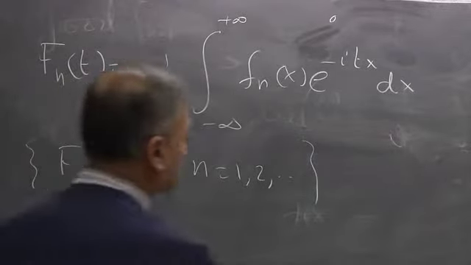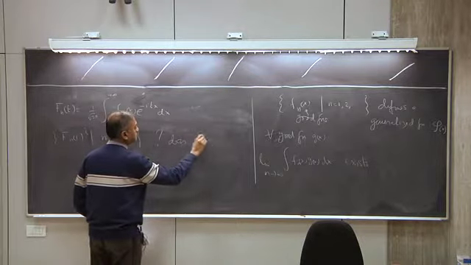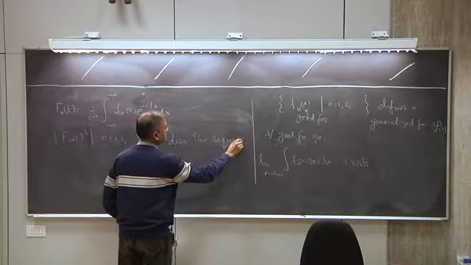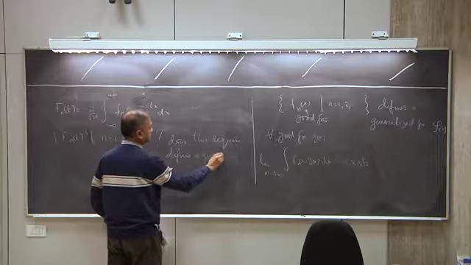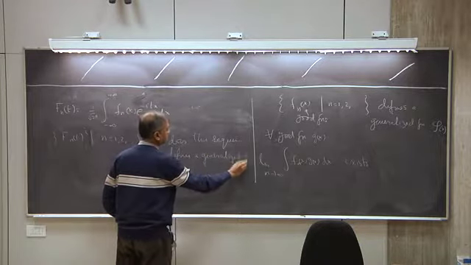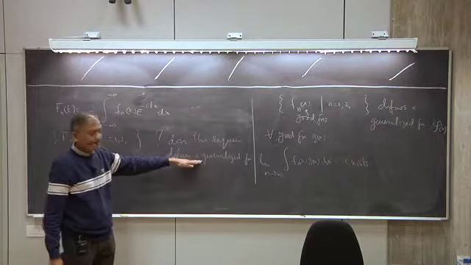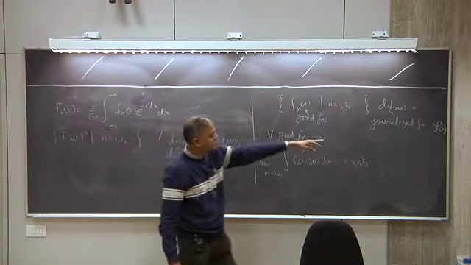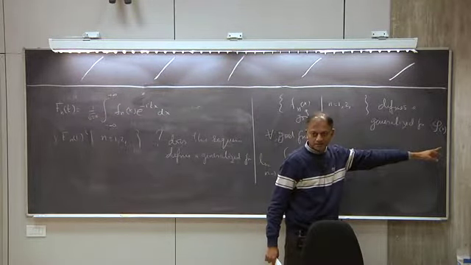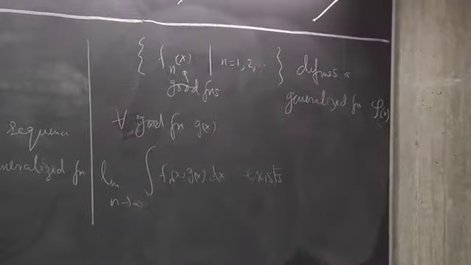So the question is, does this sequence define a generalized function? Suppose the answer is yes, suppose it defines a generalized function, then we can define that generalized function as the Fourier transform of this generalized function. This is the main idea. So let us see how we can prove that. F_n(t) is this here.